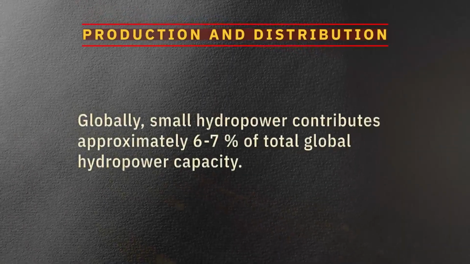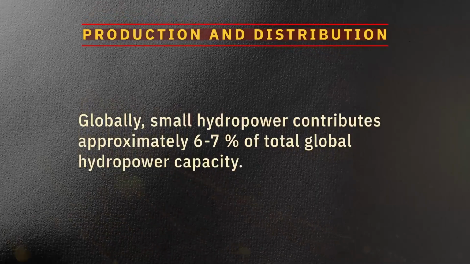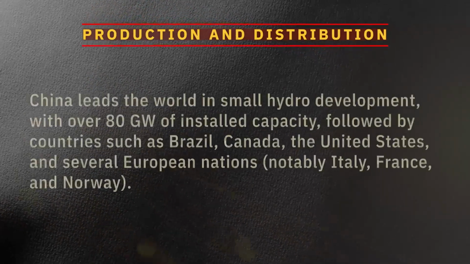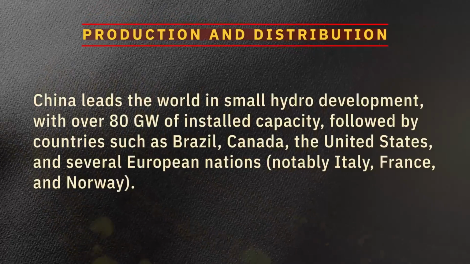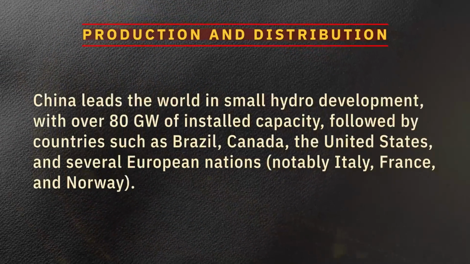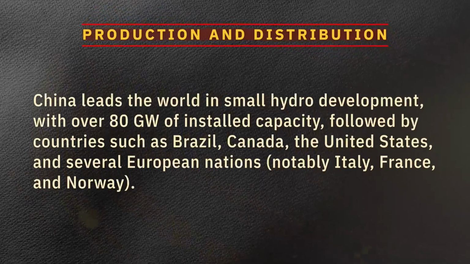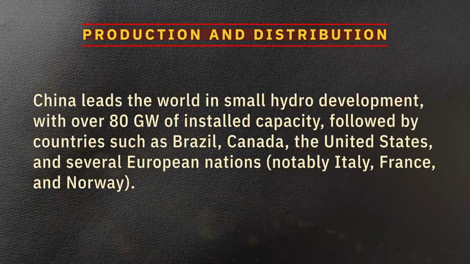The production and distribution of hydropower globally is seen as 6 to 7% of total global hydropower comes from this arena. China leads the world in small hydropower development with over 80 gigawatts of installed capacity, followed by countries like Brazil, Canada, and the United States, and several European nations like Italy, France, and Norway.